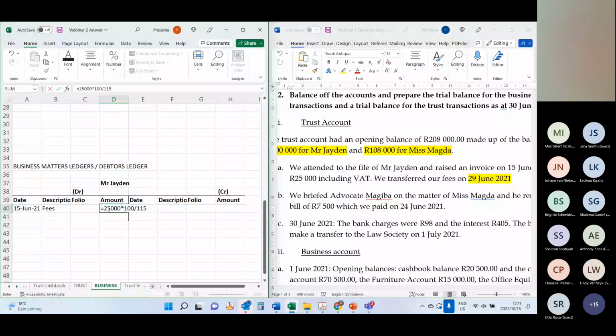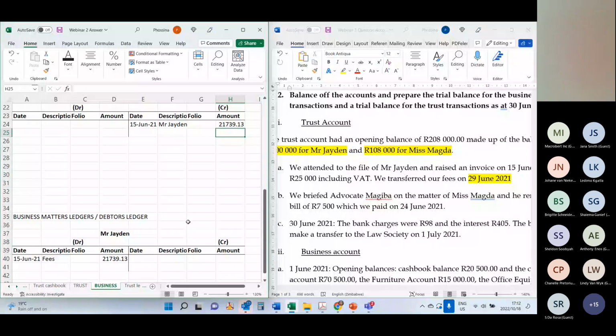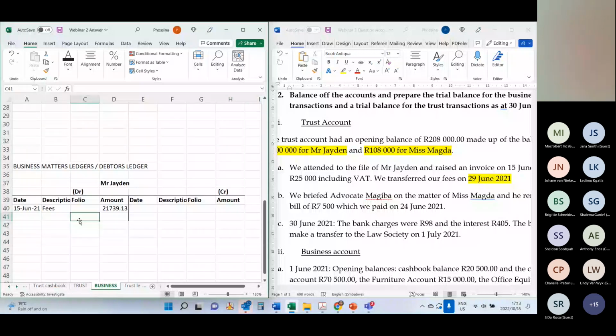When we go back to our fee account, I had not recorded on 15 June 2021. Then it's Mr. Jaden we are obtaining our fees from, and how much of our fees are those? It's the same formula which we have here: 25,000 multiplied by 100 divided by 115. So that's how we determine it. Make sure when you are treating your VAT, remember this. But Mr. Jaden, we are not going to give him an invoice for 21,739. We are giving him an invoice for 25,000.